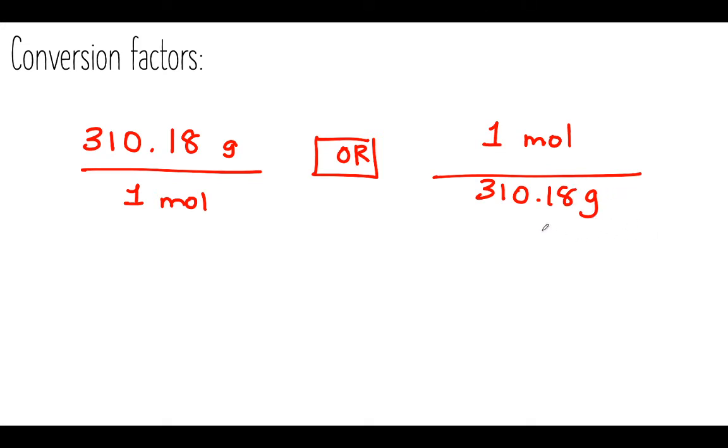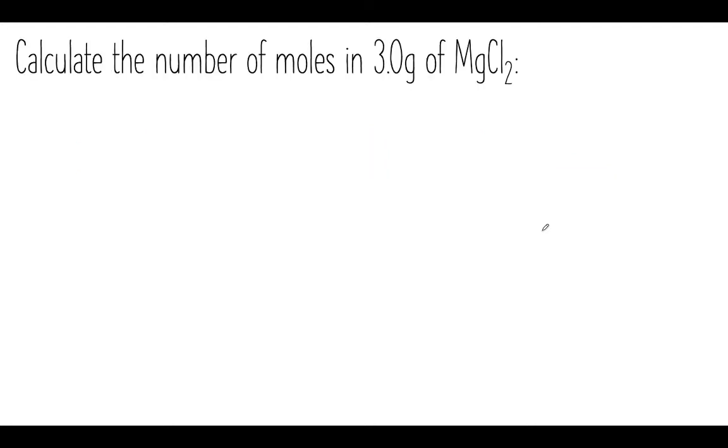Okay, so having learned that, let's take a look at a few examples on how to do this. Calculate the number of moles in 3.0 grams of magnesium chloride. As we keep doing, you always have to write the number that you are given in the question. So I'm given 3.0 grams, and what I want to do is calculate the number of moles. So I want to get to the moles at the end.